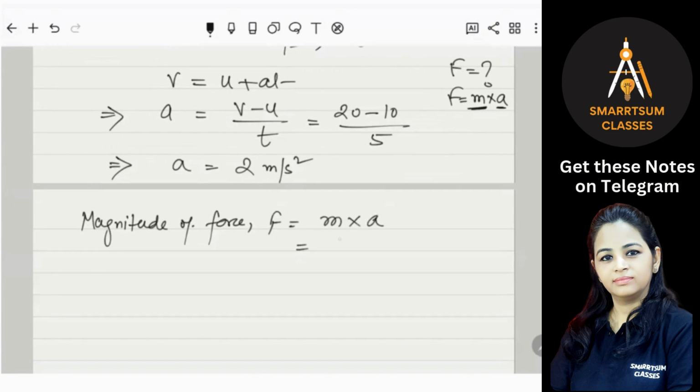M, what is the mass of the body? 4 kg, it is given in the question. And acceleration we have already found out, 2 meter per second square. So therefore this is 8 kg meter per second square. And what is kg meter per second square? This is Newton. So that's how we write it, as force is 8 Newton.